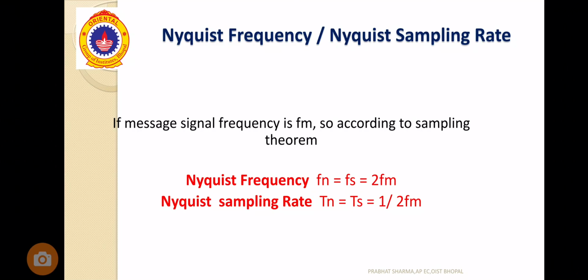Now, the Nyquist frequency and the Nyquist sampling rate. If the message signal frequency is Fm, then according to the sampling theorem, Fs must be greater than twice of Fm. But if Fs is equal to twice of Fm, it is known as the Nyquist frequency. And according to the sampling theorem, Ts must be less than 1 by 2 Fm. But if Ts is exactly equal to 1 by 2 Fm, it is known as the Nyquist sampling rate.